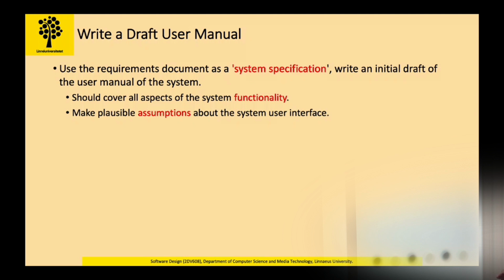And if you find that a plausible assumption or imagination is not possible for that requirement, so let's say you have a requirement and you want to imagine what could be the user interface for it, and based on that imagination you want to write a user manual. If you cannot do that, that means your requirement has a problem. So that's another benefit of writing a draft user manual based on your requirements.